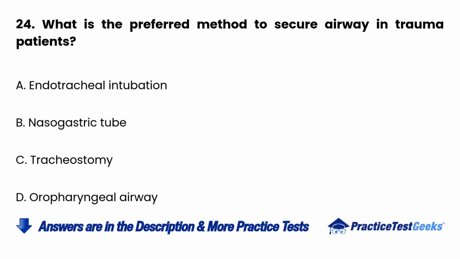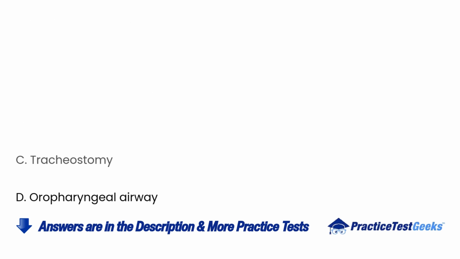24. What is the preferred method to secure airway in trauma patients? A. Endotracheal intubation. B. Nasogastric tube. C. Tracheostomy. D. Oropharyngeal airway.